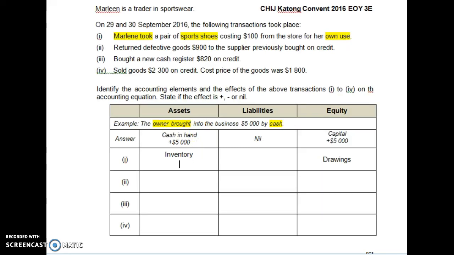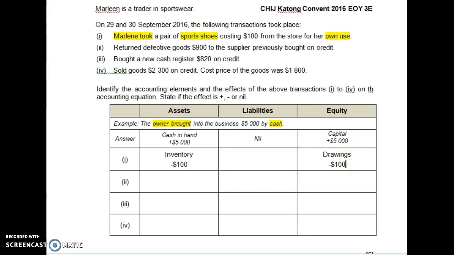Next, decide whether it is a plus or minus on the assets. So since sports shoes were taken out from the business would have lesser assets now. So we will actually minus $100. How about equity? Since the owner took out from the business now owes lesser to the owner, so we will actually minus $100 as well.